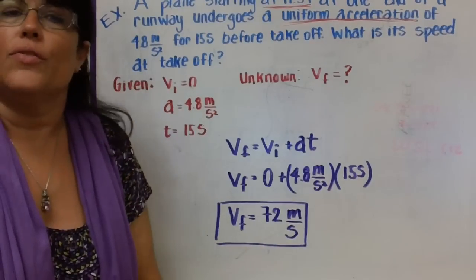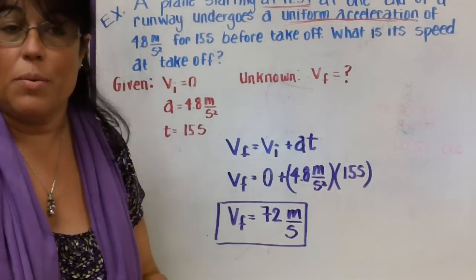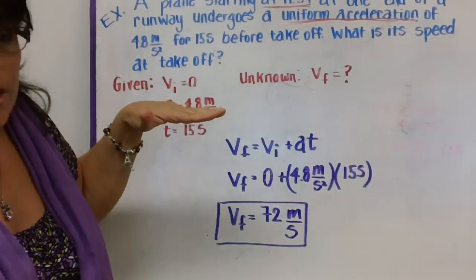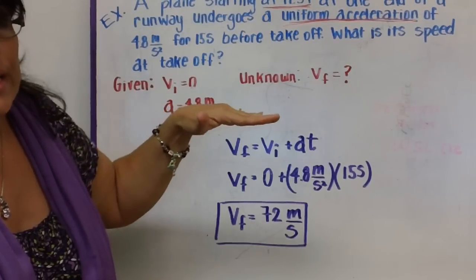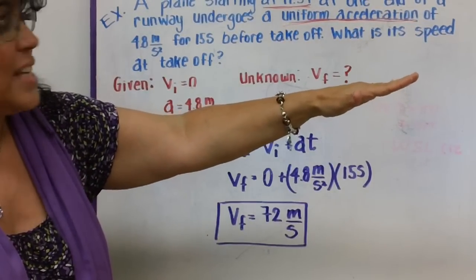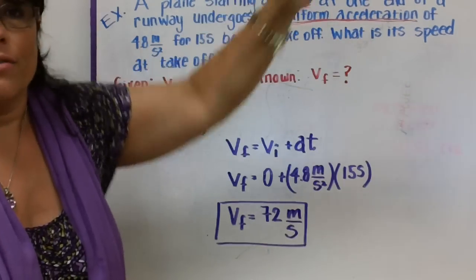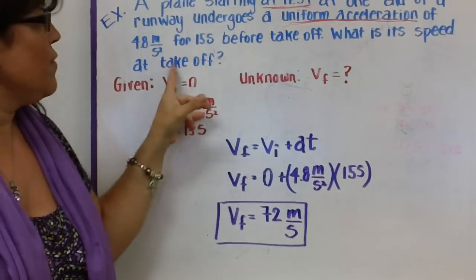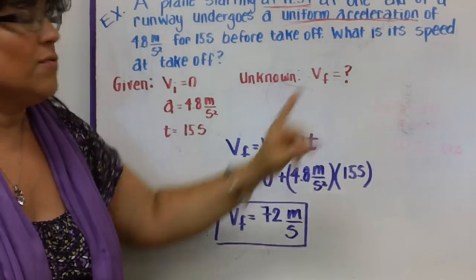Well, we're looking for the velocity right before it takes off. So we have a plane that's starting at 0, it's going to be accelerating constantly until the velocity is large enough, and that's what we're looking for it to take off into the air. So we're looking for the final velocity. Our unknown is v final.